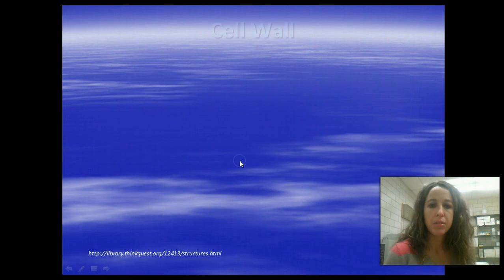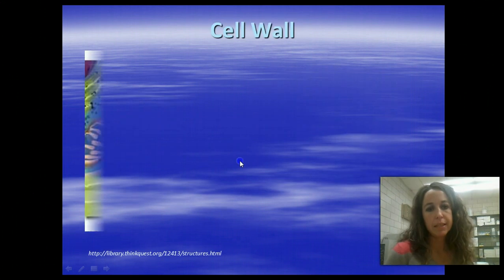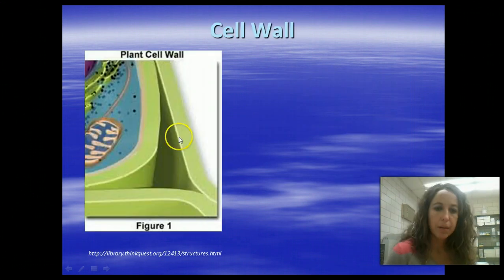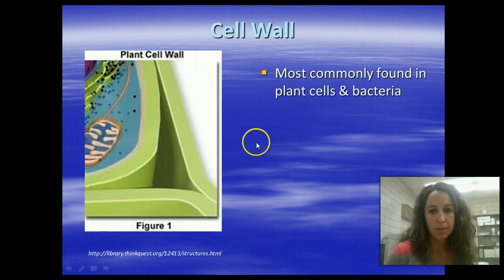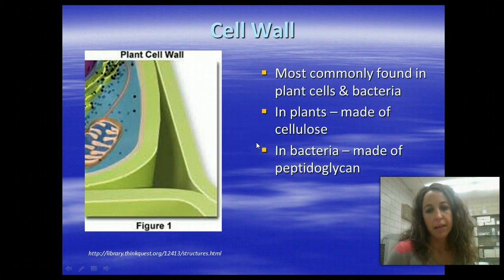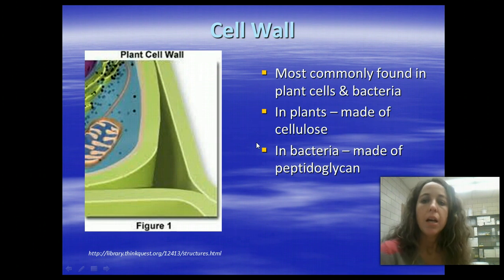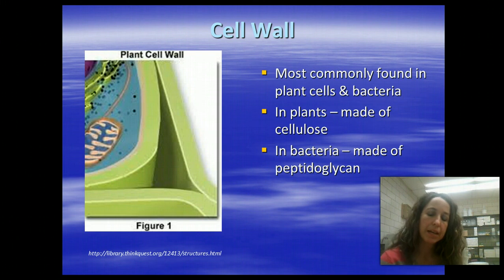Okay, almost finished. The cell wall is next. The cell wall, you can see, is made up of 2 layers of this material, and the material in plant cells is called cellulose, and in bacteria it's called peptidoglycan. Plant cells and bacteria cells have cell walls, plants and bacteria, and the function, again, is support and protection.